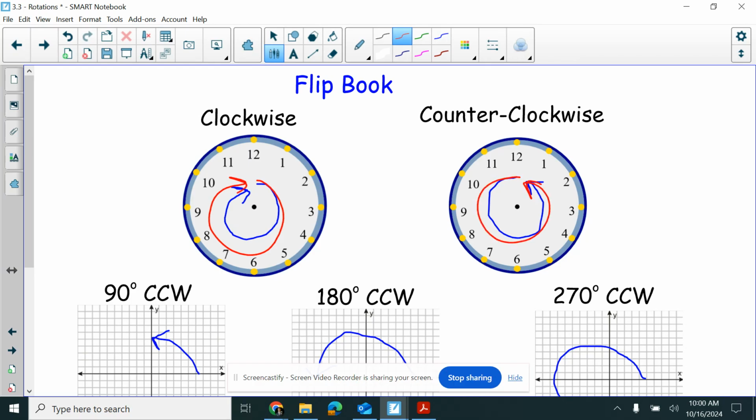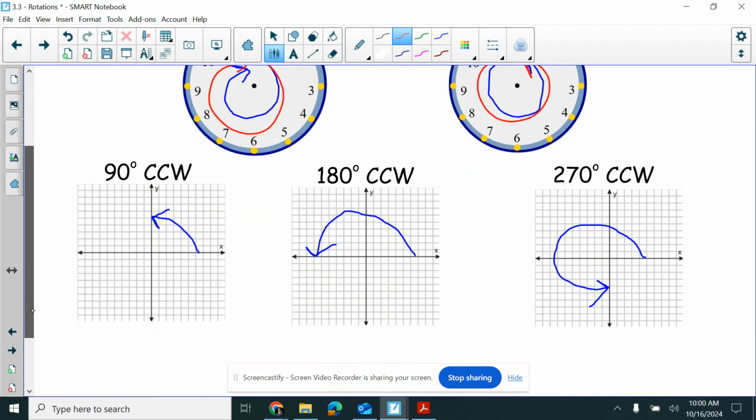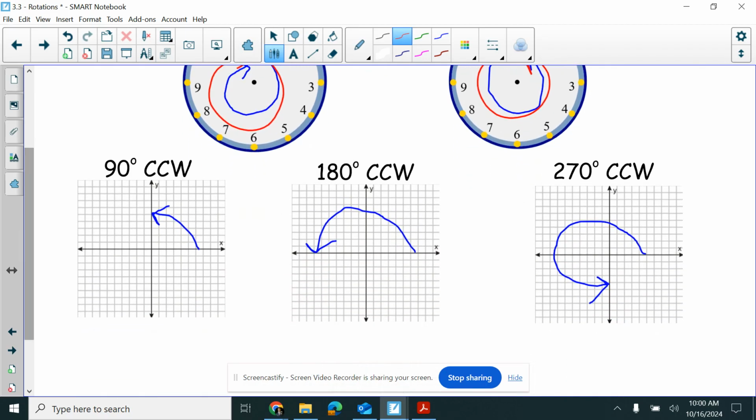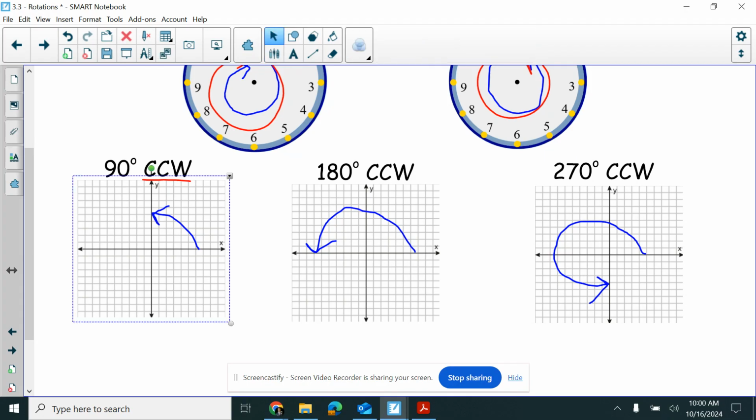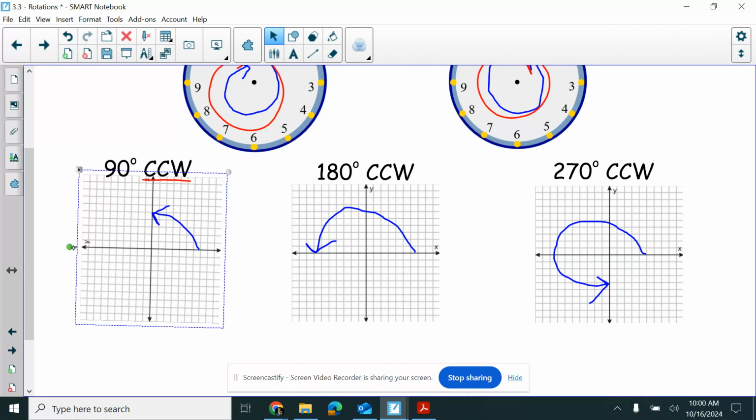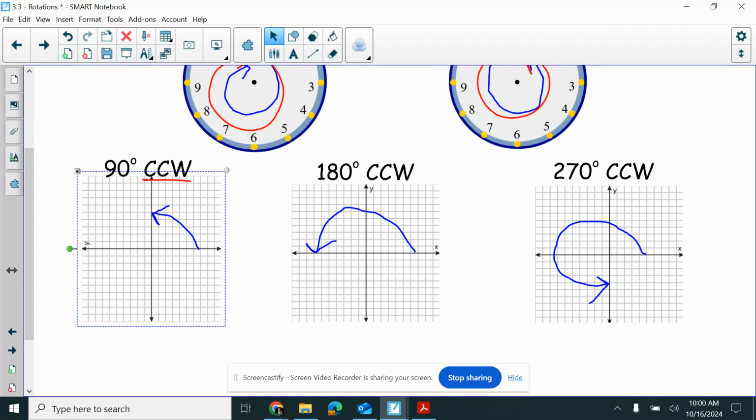When we do rotations in the coordinate plane, the standard direction that we typically go is counterclockwise. So whenever we talk about 90, 180, or 270 degrees, unless I specify otherwise, you always just assume that it's counterclockwise. CCW stands for counterclockwise. 90 degrees would be a quarter turn in a coordinate plane. So if this is my coordinate plane, just one turn, that would be 90 degrees.